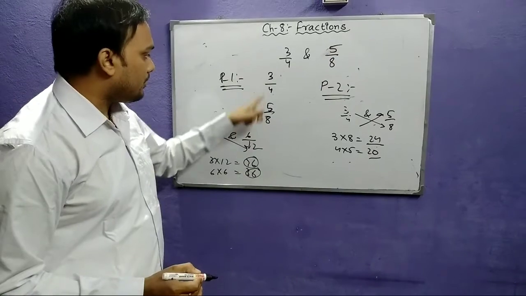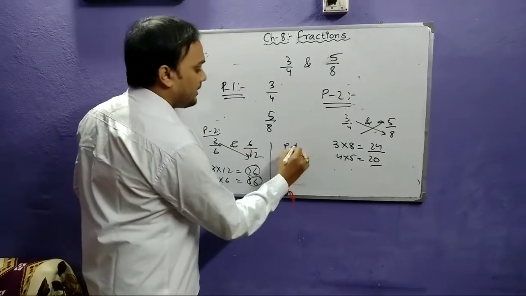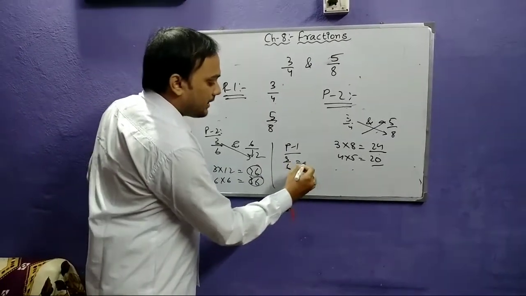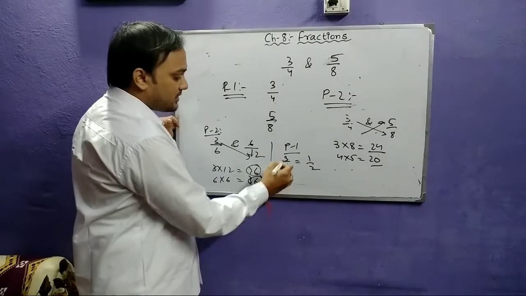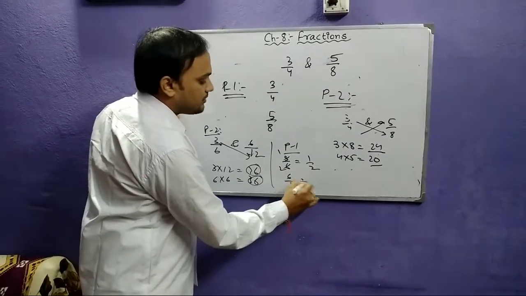This I calculated with process number 2. But if I go for process number 1, I convert both into the simplest form. 3 by 6 will be equal to 1 by 2. Why 1 by 2? Because 3 1s are 3, 3 2s are 6. So it will be 1 by 2. Similarly, 6 by 12 will also be equal to 1 by 2.